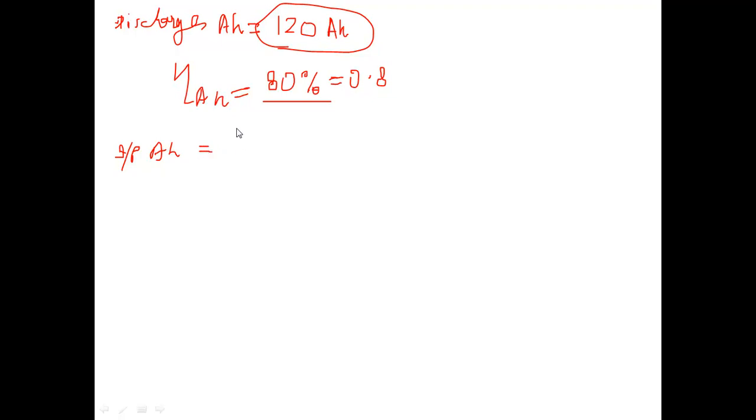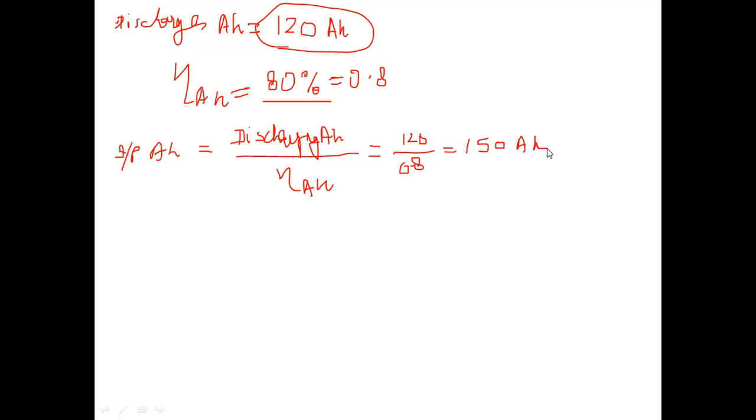the discharging ampere hour divided by the ampere hour efficiency, that is 120 divided by 0.8, which gives us, you can calculate it, it comes out to be 150 ampere hour.